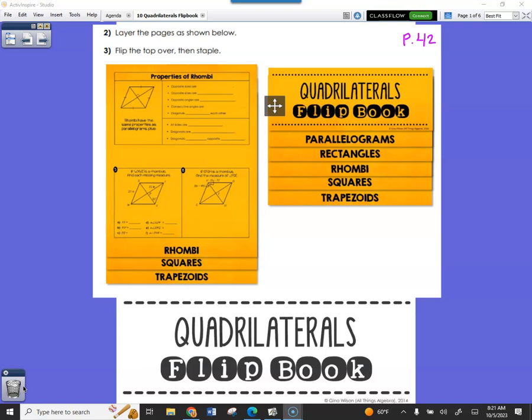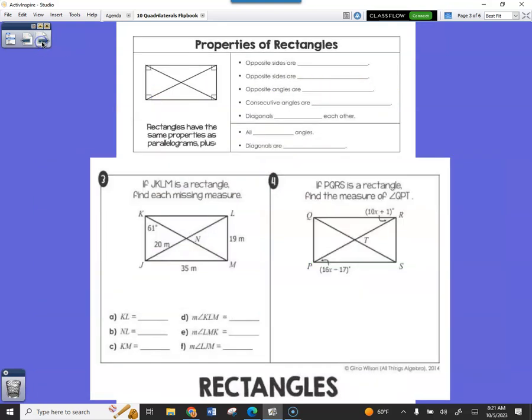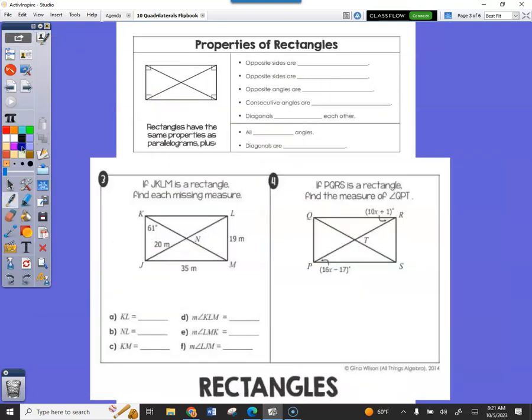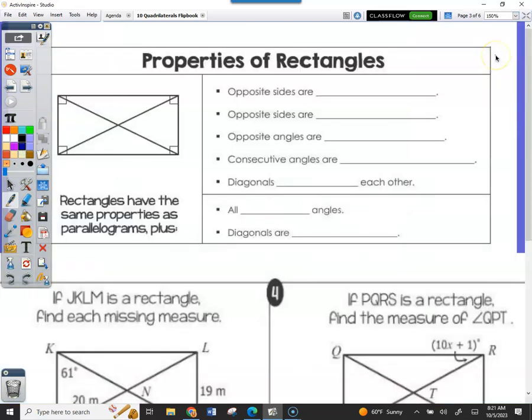When you draw the rectangle, what do you notice about the sides of a rectangle? Like when you go to draw it, especially compared to a parallelogram, which we just finished talking about. What do you notice about the sides of a rectangle? Opposite sides must be what? Congruent. Otherwise it's not a rectangle, right? You all know what a rectangle looks like.